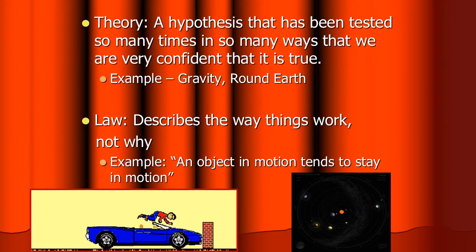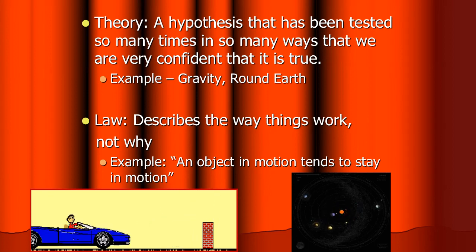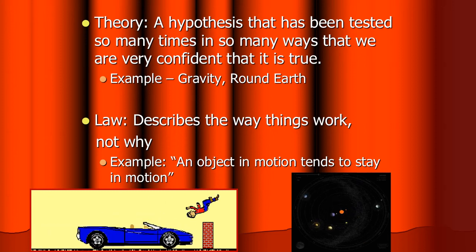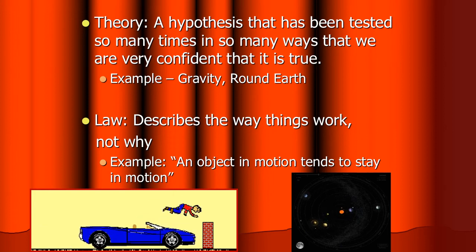Now, a law in science is something that is kind of similar to a theory, but a law describes the way things work and really doesn't describe why things work. An example of this is something that you may have heard of before, which is an object in motion tends to stay in motion, one of Newton's laws. The reason why we call it a law is because we have every reason to believe that this is something that happens no matter where you are in the universe. So whether you're that guy in that car there that's not wearing his seatbelt and goes flying out of the car, he's an object that was in motion and is staying in motion even though the car stops.